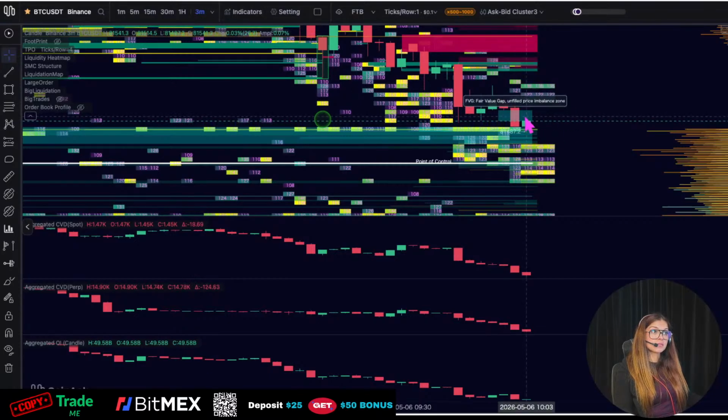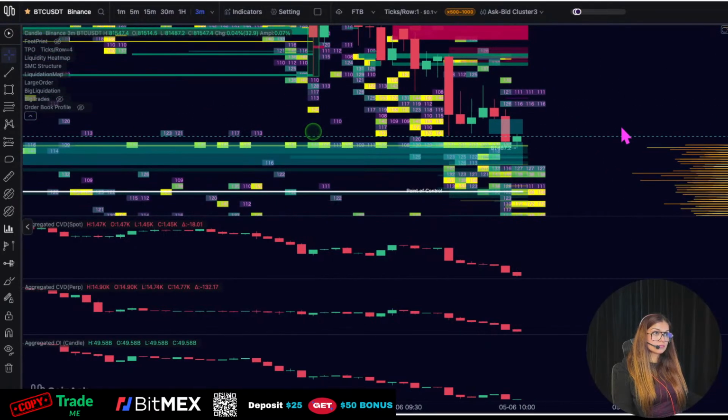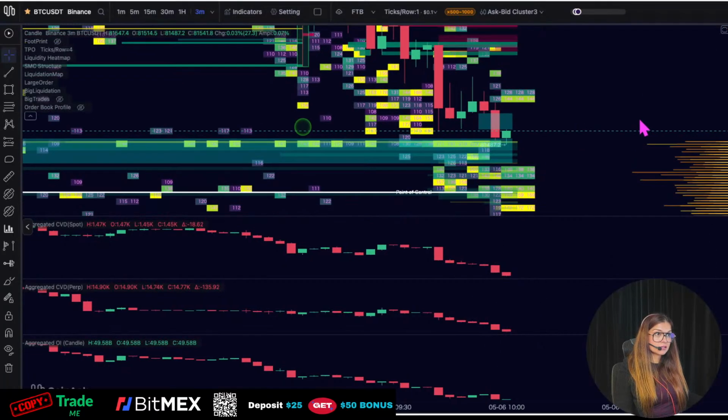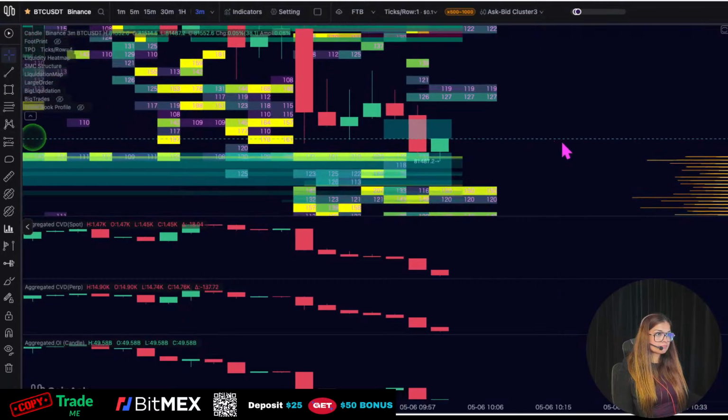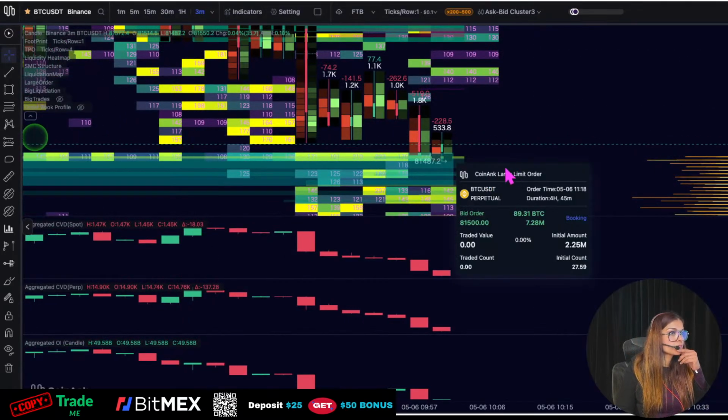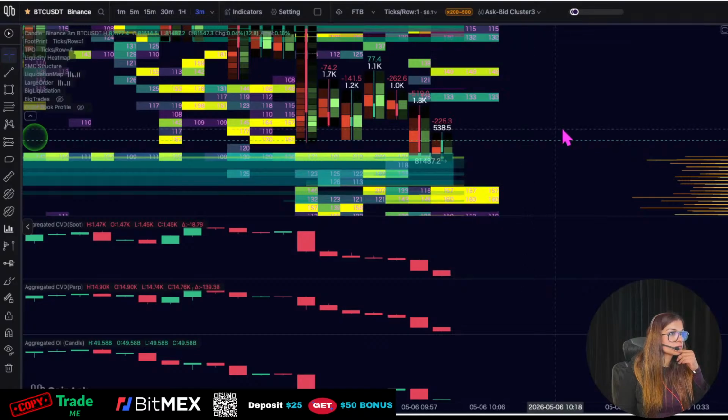So you'll see price come back here and fill up this fair value gap. Or is it going to get respected? Look at that. All right, it filled it up.